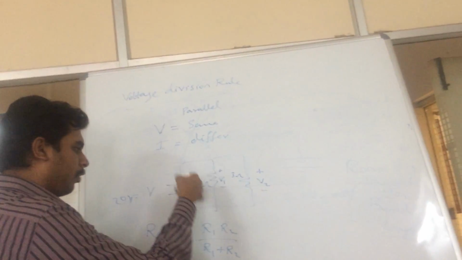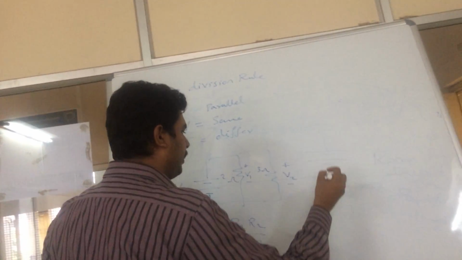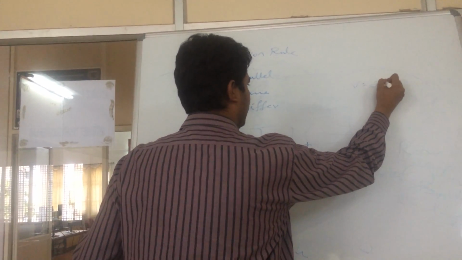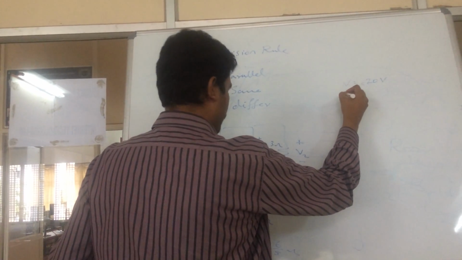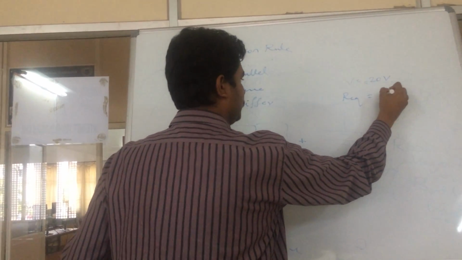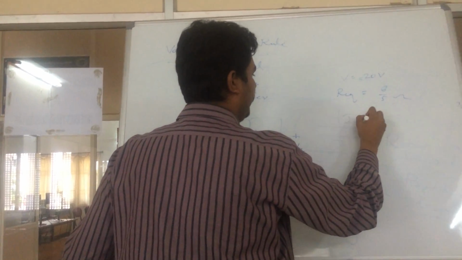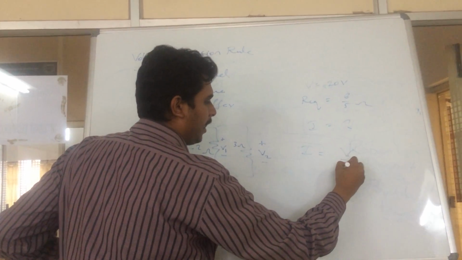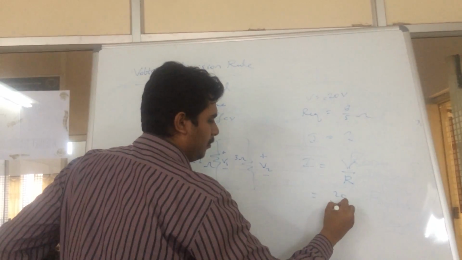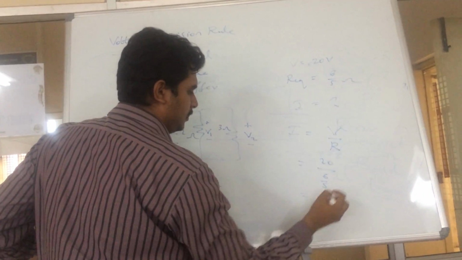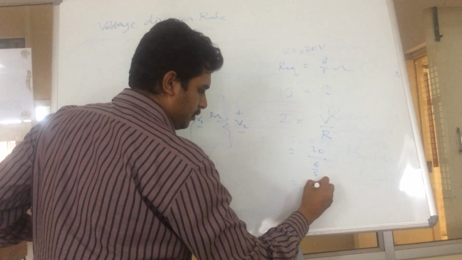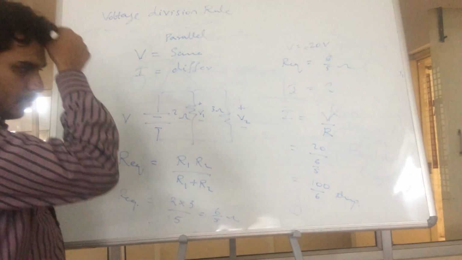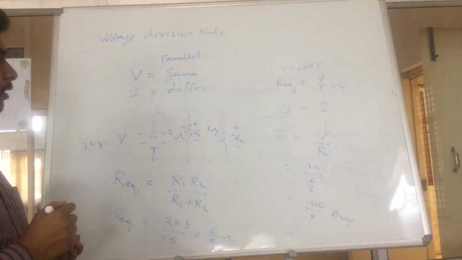Now I need to find out the total current flowing in the circuit. V is the total voltage, that is 20 volts, and R equivalent is 6 by 5 ohms. I need to calculate I. The simple formula is V by R. V is 20 by 6 by 5, that is 5 goes up and becomes 100 by 6 amps. Yes, this is the current.